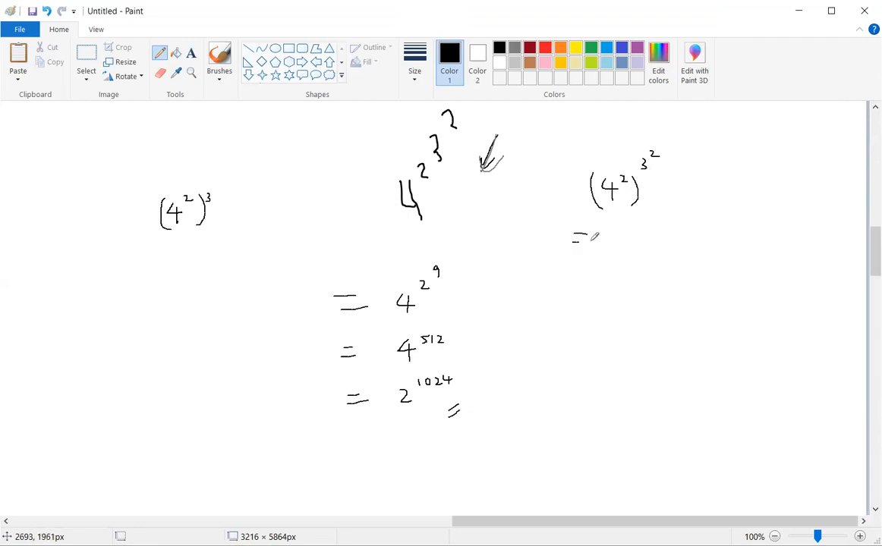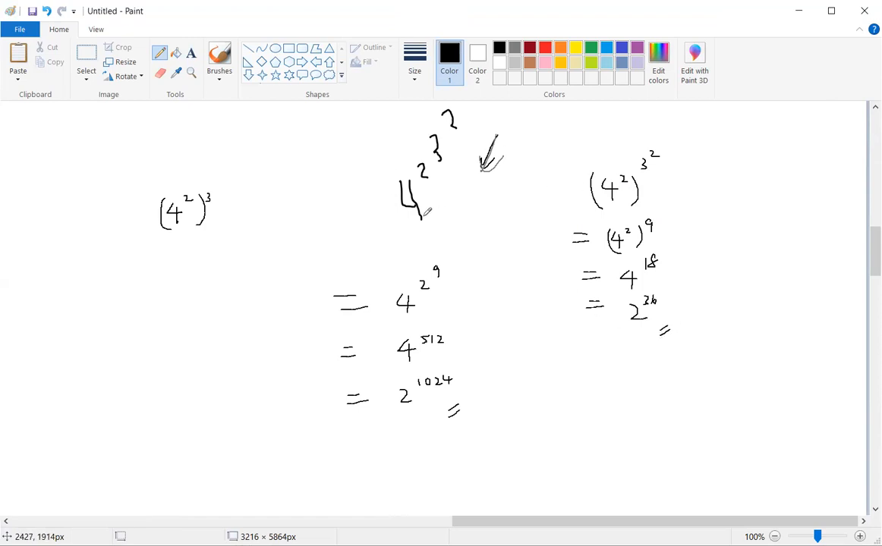Now be careful. If it's a bracket, this is a 4 squared inside a bracket. This is meant to be one block, and here is 9, right? Then you see 4 to the 2 to the 9 is 4 to the 18. Then this is a 2 to the 36. So they are not the same thing.